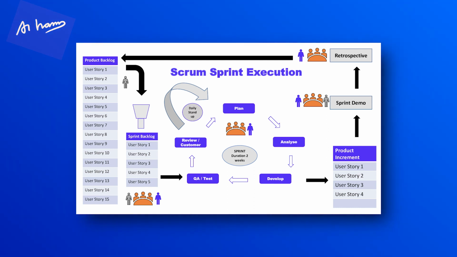Similarly, I'll show the flow of sprints for Kanban and XP also. Just hang on in this video. Now let's try to understand the XP framework, right?